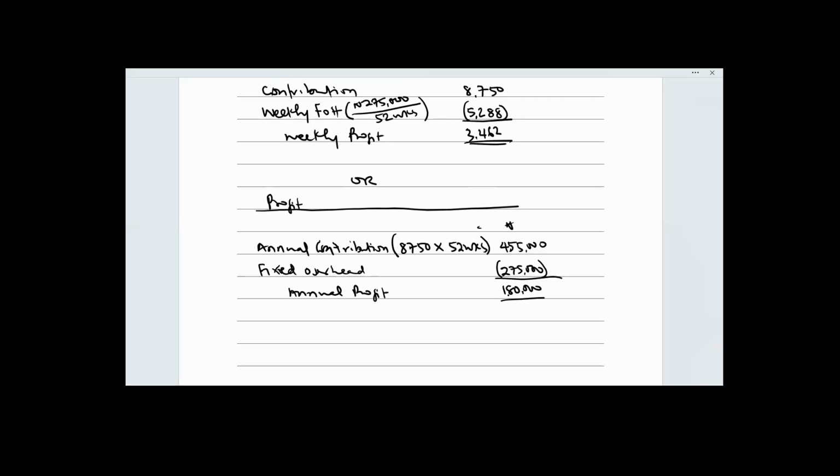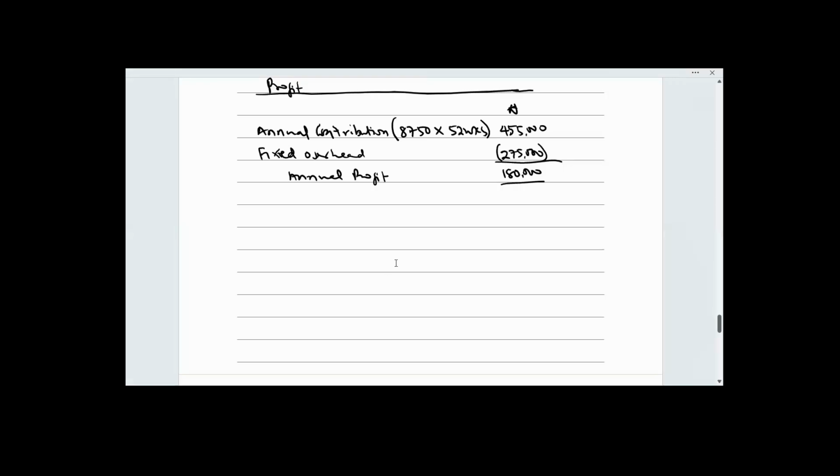Because the examiner did not tell you the kind of profits you have to determine, whether it is weekly or annual, whichever one you do, you are good to go. Just know what you are doing. All right. So that's that. So again, in the question, the examiner, in number 2, says you determine the shadow price. So let's quickly determine the shadow price. So number 2 requirements, shadow price.